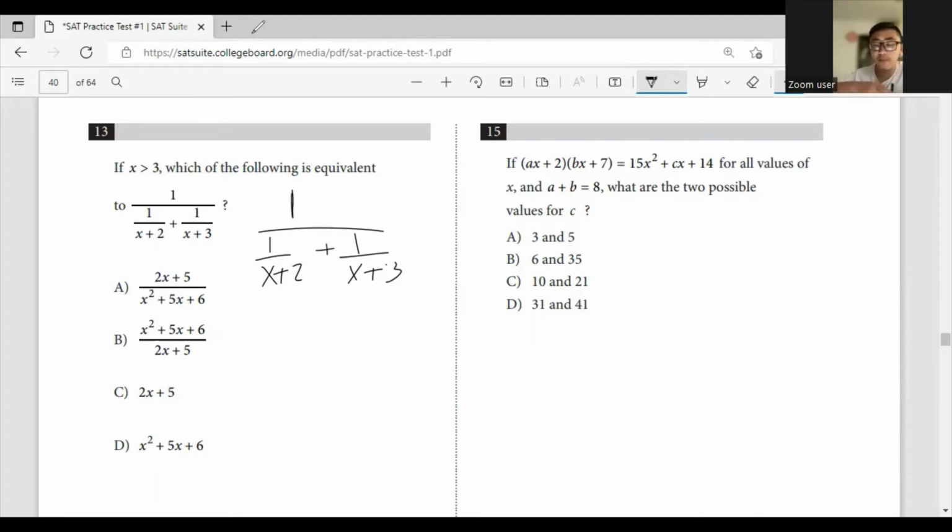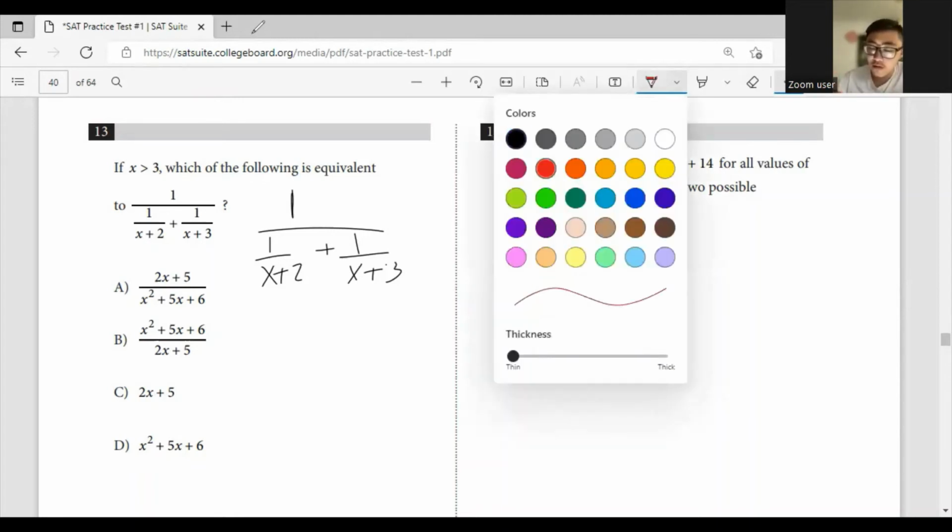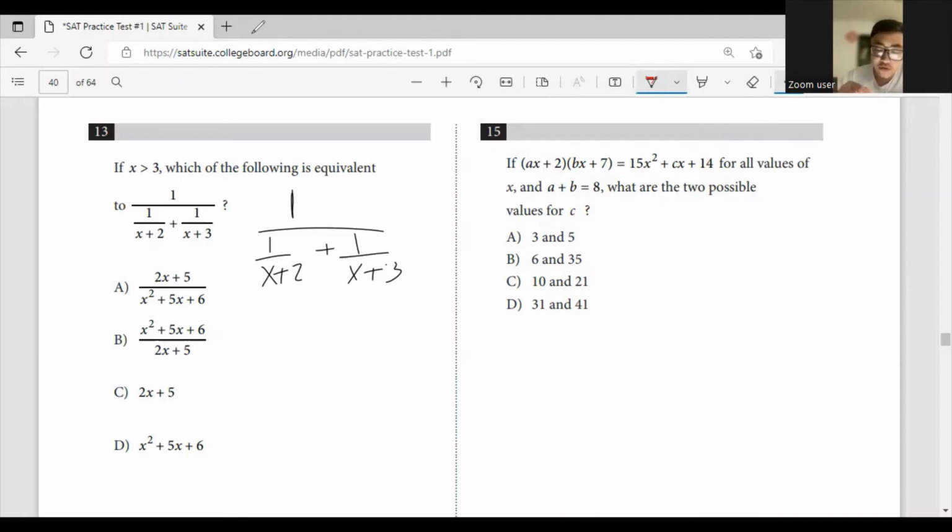Well, we know we can only combine them if they do have the same denominator. So an easy trick that you can always do to always combine two fractions together is you multiply one fraction by its denominator over its denominator. You can do this because you don't want to change the fraction. You're just changing the proportion of it. And now you do times x plus 3 over x plus 3. This way, I'll have them both to have the same denominator. And now I can just combine this now.